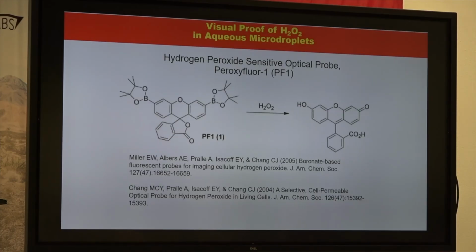This compound was made at UC Berkeley by these people, and it's a compound that has an IUPAC name, forget it. I'm going to call it PF1. IUPAC name does not help you, but you'll see it has a carbon-boron bond, and that is broken by hydrogen peroxide, and when you break it, you form this molecule, and some of you will recognize this molecule as what's called fluorescein. And it is fluorescent. Okay, when you shine light on it, it will glow. This does not. This is non-fluorescent.